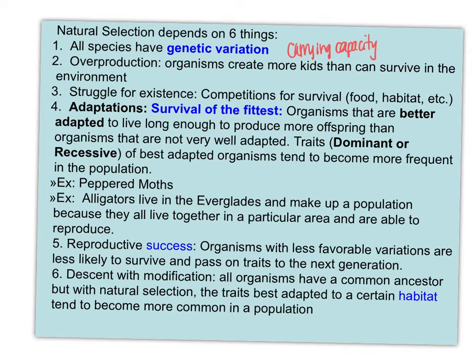These peppered moths were in, I believe, England, in Europe. There were two variations of these moths. They could either be gray or black. The tree trunks were gray originally. If the tree trunks are gray, then the gray peppered moths were going to camouflage better, and the black ones would stick out like a sore thumb, so the black ones would get eaten by predators.